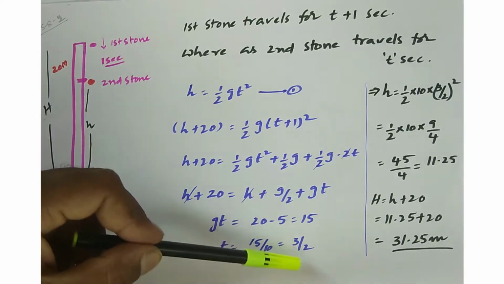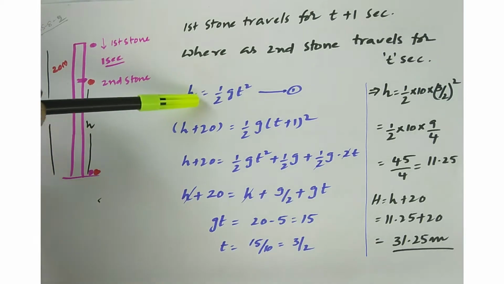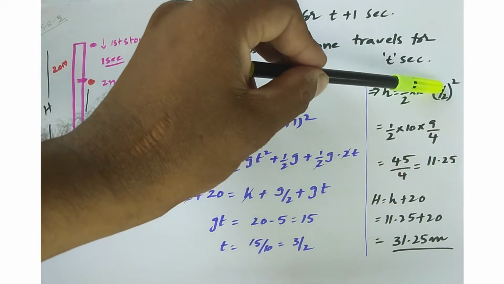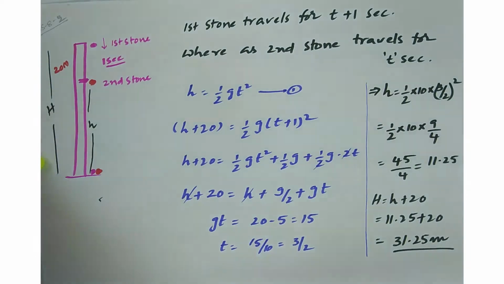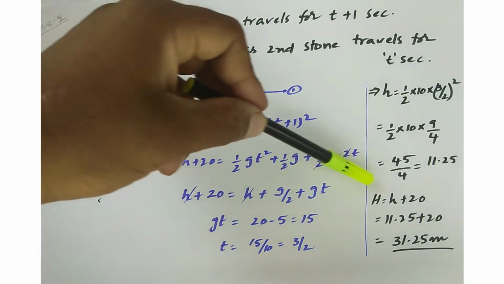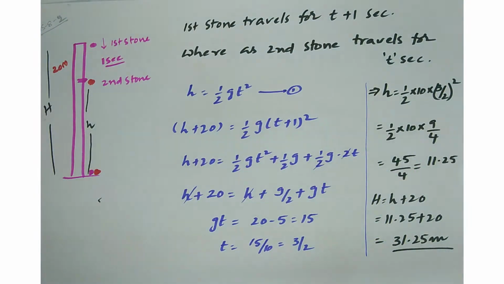If t is equal to 3 by 2 seconds, what is our h? h equal to half into g into t square. That's why it is like this. And our capital H is equal to small h plus 20. That's why h plus 20 means 31.25 is our height of the tower.